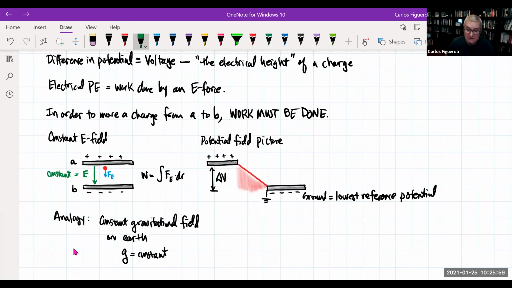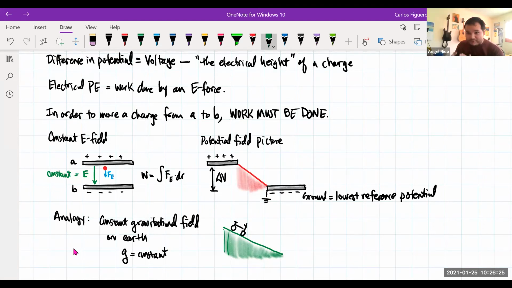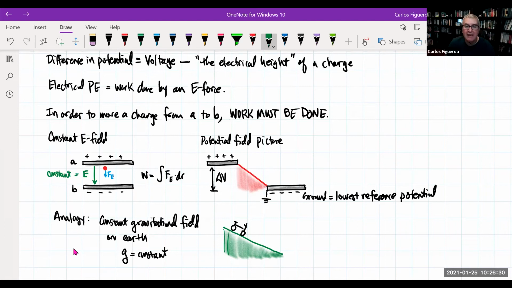But my analogy is this. Imagine that you're riding down a hill on your bike. Why don't you go into the ground? Right? Normal force. The same reason, if you put a charge on that potential field, it can't penetrate that field.